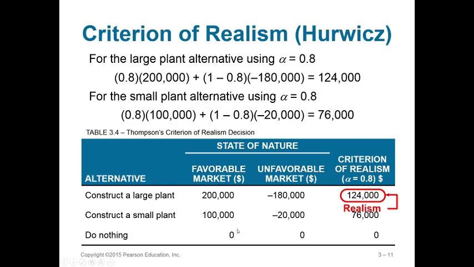And you do that for each row, and then you find out under criterion of realism what's the best of these alternatives. So this number is 124,000, 76,000, and this is obviously 0 because 0 times anything is still 0.